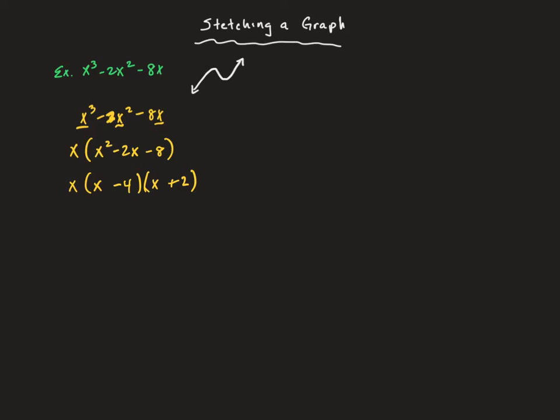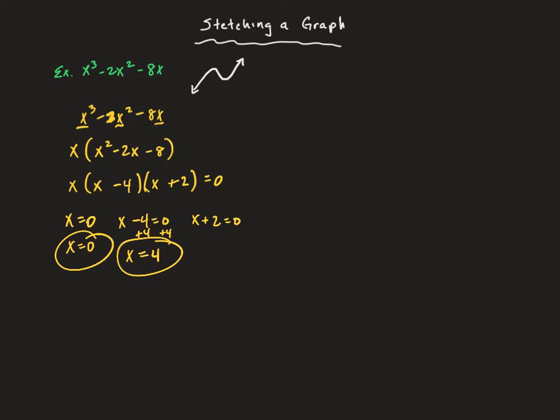That seems right. So using my zero product property to find my roots, I have x equal to 0, x minus 4 equal to 0, and x plus 2 equal to 0. So x is equal to 0. That's one of my roots. Using inverse operations, x is equal to 4. That is another one of my roots. And then x is equal to negative 2. That is another one of my roots, again using the zero product property.